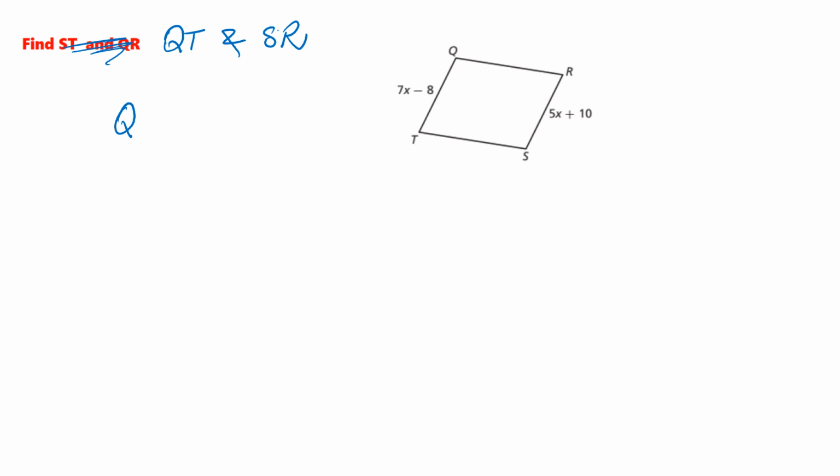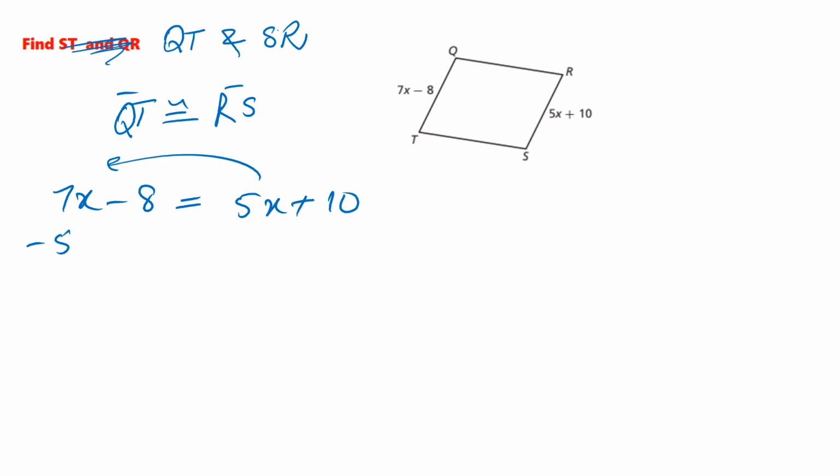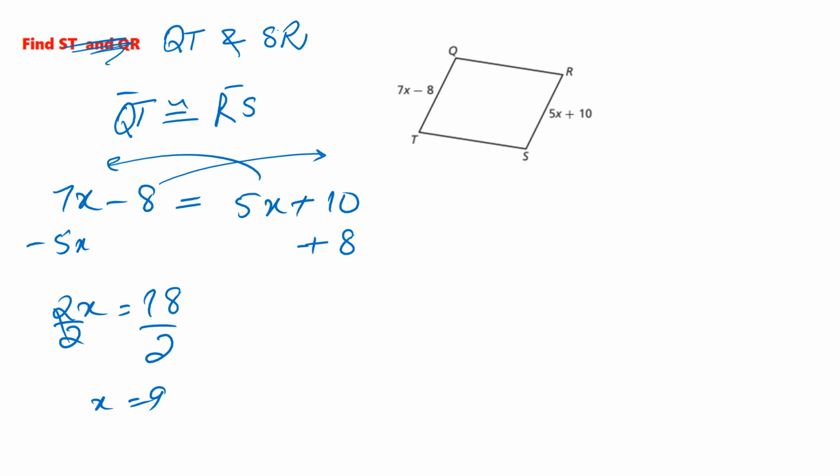So QT is congruent to RS. So QT is 7x minus 8 equals 5x plus 10. Bring the 5x to the other side and bring the negative 8 to the other side. On changing the places, we change the signs. 7 minus 5 is 2x and 10 plus 8 is 18. Divide both sides by 2, we will get x equals 9.